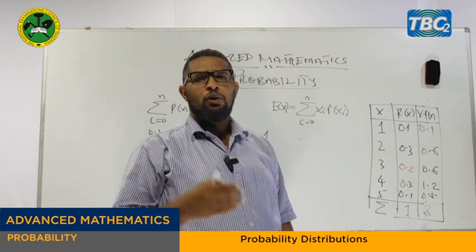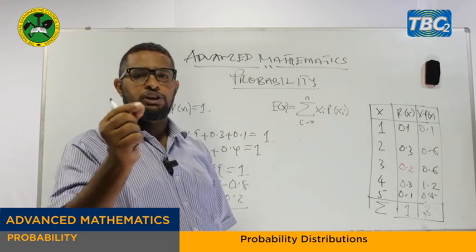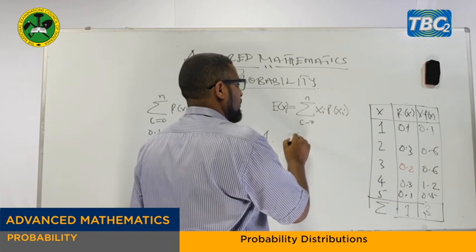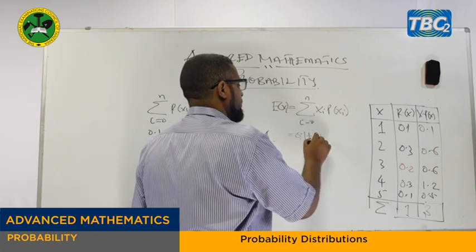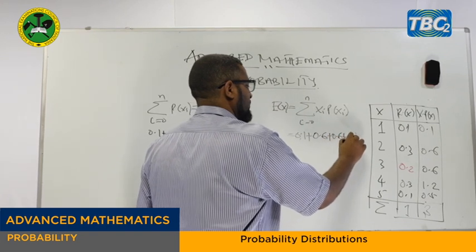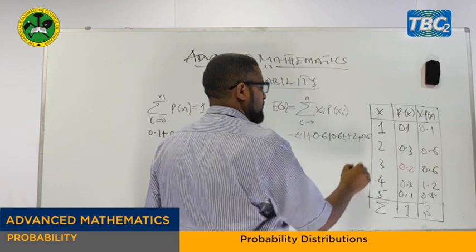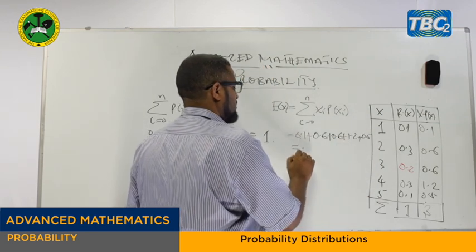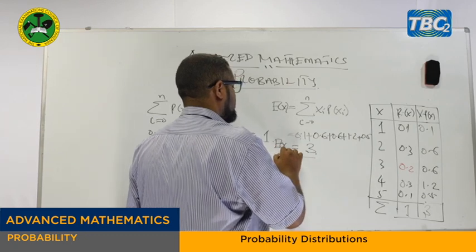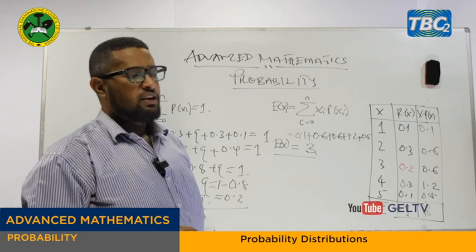Now, what are you going to write under the formula of the expectation of variable x? So it's just copying 0.1 plus 0.6 plus 0.6 plus 1.2 plus 0.5. Because you have the summation, then just write here equal to 3. That is the expectation of variable x.